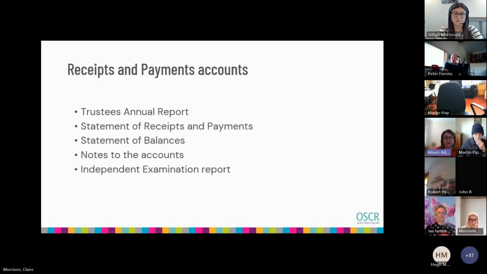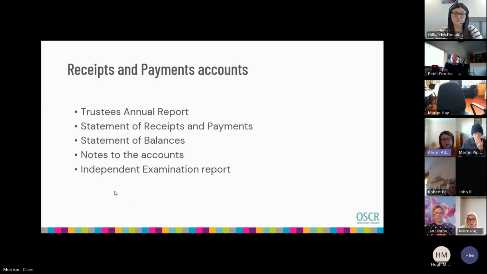Thank you. So as Claire previously said, receipts and payments accounts can be prepared by all non-company charities whose gross annual income is less than $250,000 and where there is no requirement within the charity's governing document or by funders or by the charity trustees to prepare fully accrued accounts. Receipts and payments accounts are intended to be a simpler form of accounts for smaller charities.